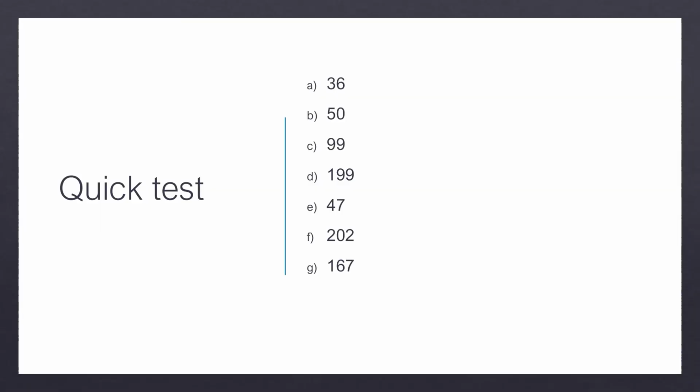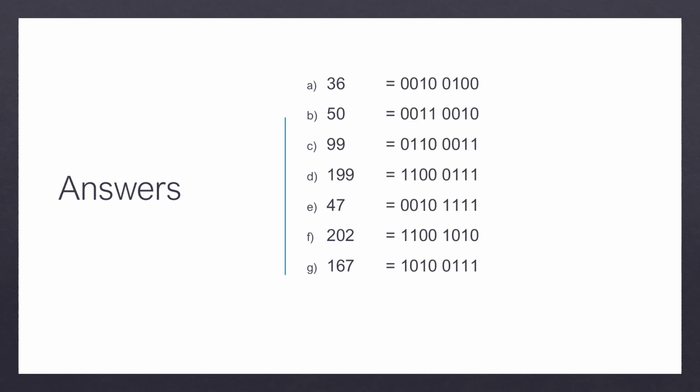So here's a quick test. Here's a bunch of decimal numbers. Turn them into their binary equivalent. Once again, if we've got time in class, we'll do it together. Otherwise, you're going to have to test yourself. So pause the video and do those conversions to make sure that you can do it. Here are the answers. Hope you got those. If you didn't, go back and double check.